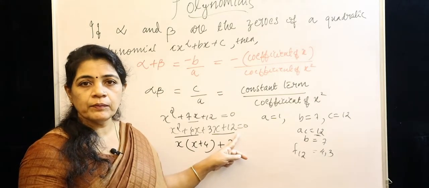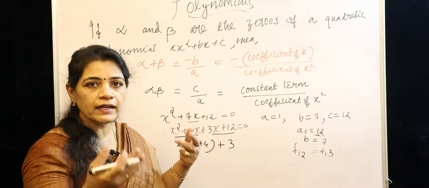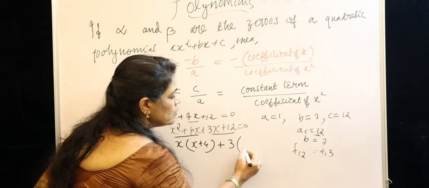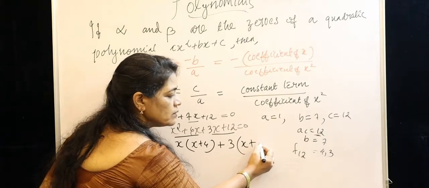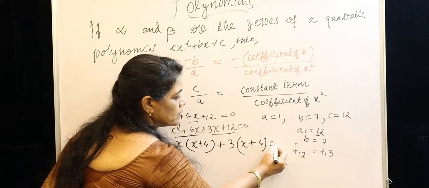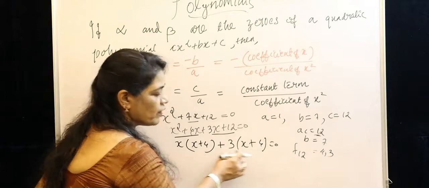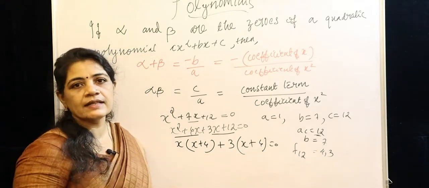But 12 is a multiple of 3. So, if you divide 12 by 3, you will get 4. So, this x remaining in the first term, and 12 divided by 3 is 4, equal to 0. See that you will have the same factor in the first term and the second term.